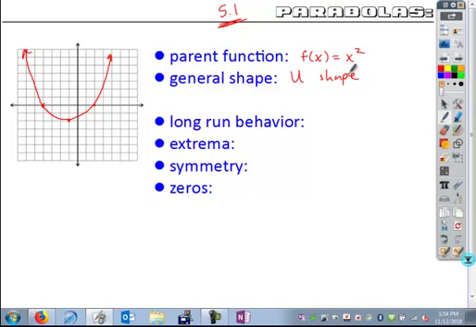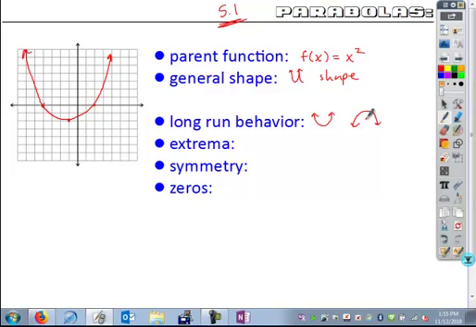In the U shape, as you can see here, the outer behavior, which is called the long run behavior, is either both up or both down. So parabolas are always going to open either up or open down.